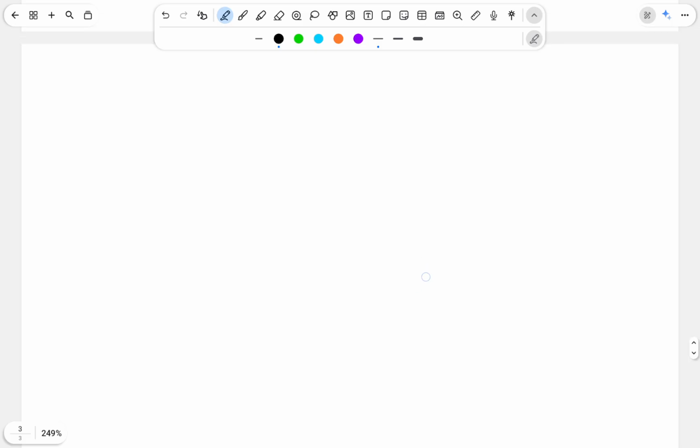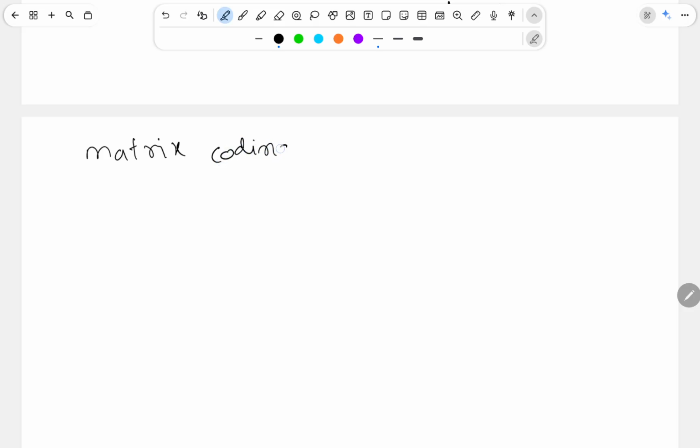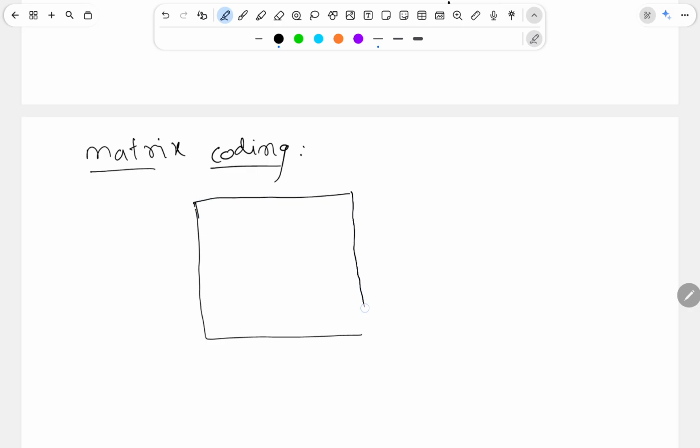So this is about jumbled coding. Then matrix. Matrix coding. So what is matrix? A square grid of 4 by 4 or 5 by 5, it can be any. Let us take a 4 by 4. How to read it?